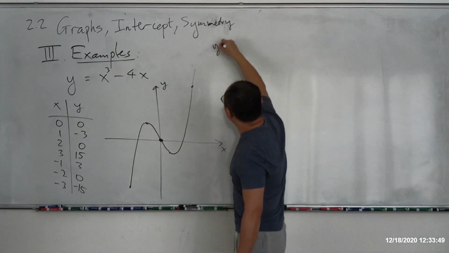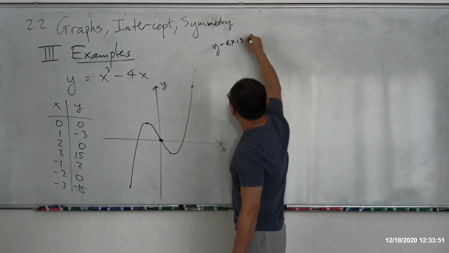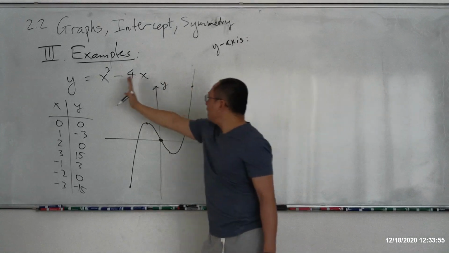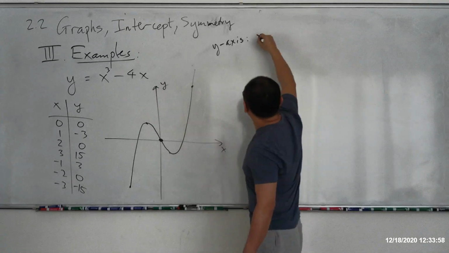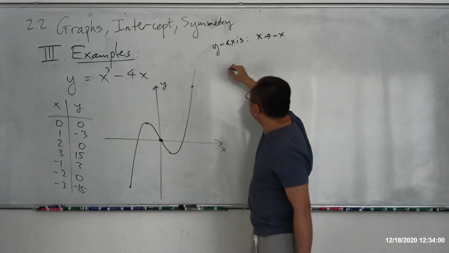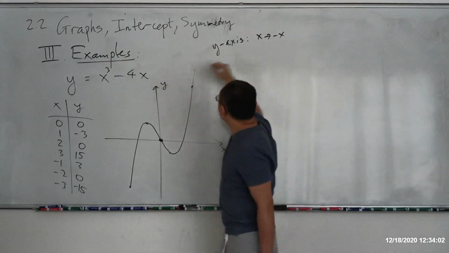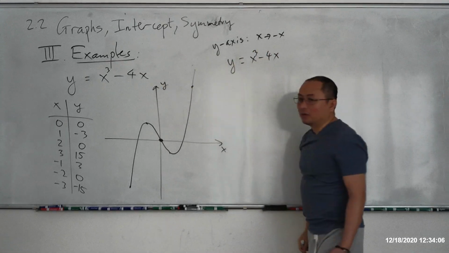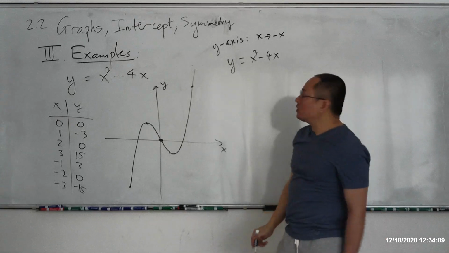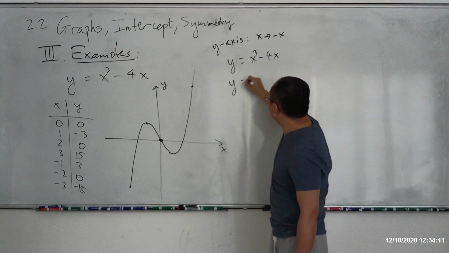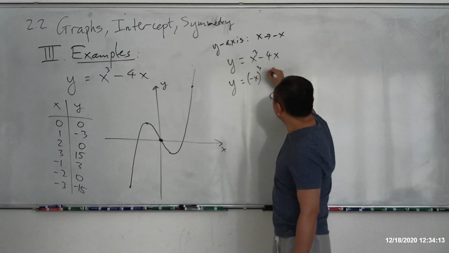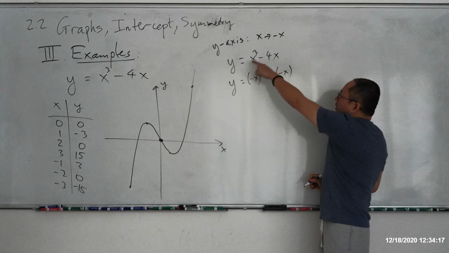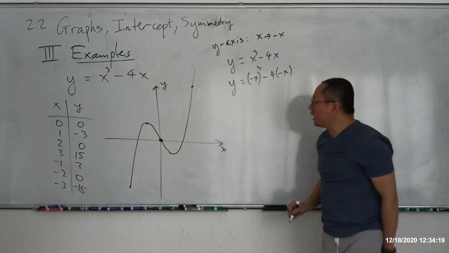Test for symmetry about the y-axis. Right? What do you change? Right here, you change x to -x. So the original one is y equal to x cubed minus 4x. For the new equation, whenever I see an x, I'll change it to -x. So y is equal to -x cubed minus 4 times -x. You see? In this example, I got 2x, so I see I have to change all the x into -x.